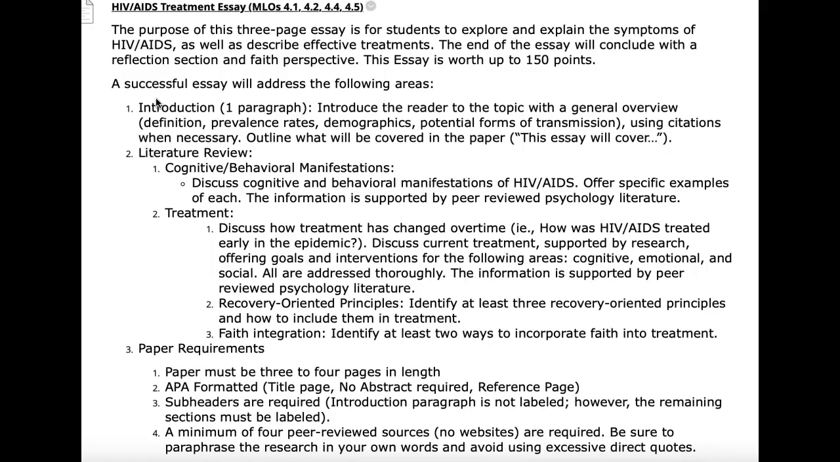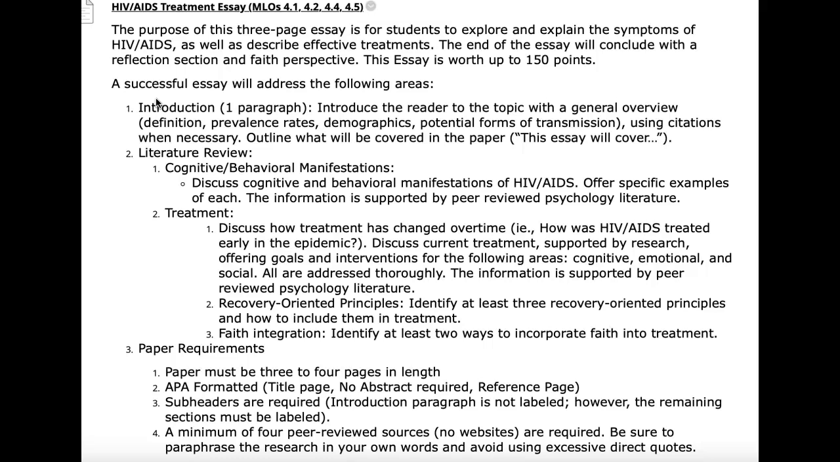You're going to have an introduction, a lit review, so getting some journal articles or textbooks with information, and peer-reviewed journal articles, of course. You're going to talk about treatment and how it's changed over time, and it has changed quite a bit from when HIV and AIDS was first discovered and given a name, to now with the medications and the pharmaceuticals that they have out there that cause people to not even test positive. It's pretty amazing what they've done.